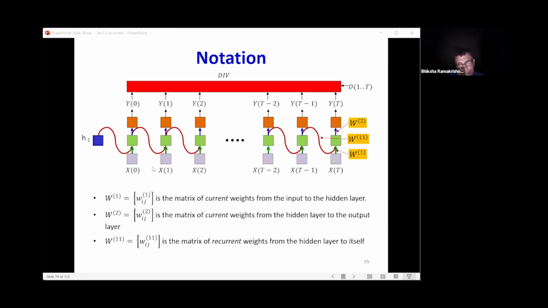So we're going to have all of these weights. We're going to have the current weights from the input to the hidden layer and from the hidden layer to the output. That's W1 and W2. We're also going to have the recurrent weights associated with this red arrow, which is W11. These are the things we must learn. I haven't explicitly shown the bias, but those would be included in the weights.